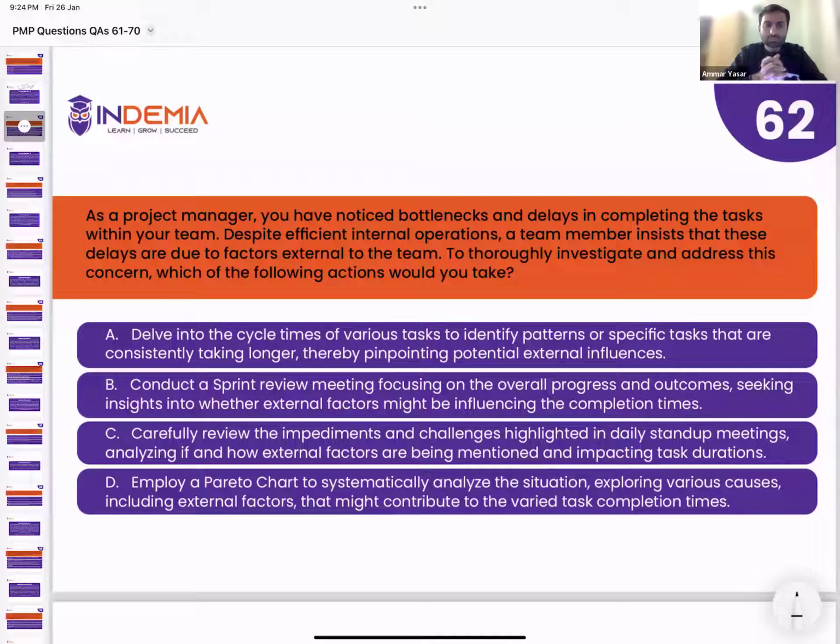So cycle time is the correct answer. All other options are irrelevant. So you can use elimination technique here. So once again, you need to have clear understanding what's the agenda for these meetings. What do we do in sprint planning meeting? What do we do in daily stand-up?